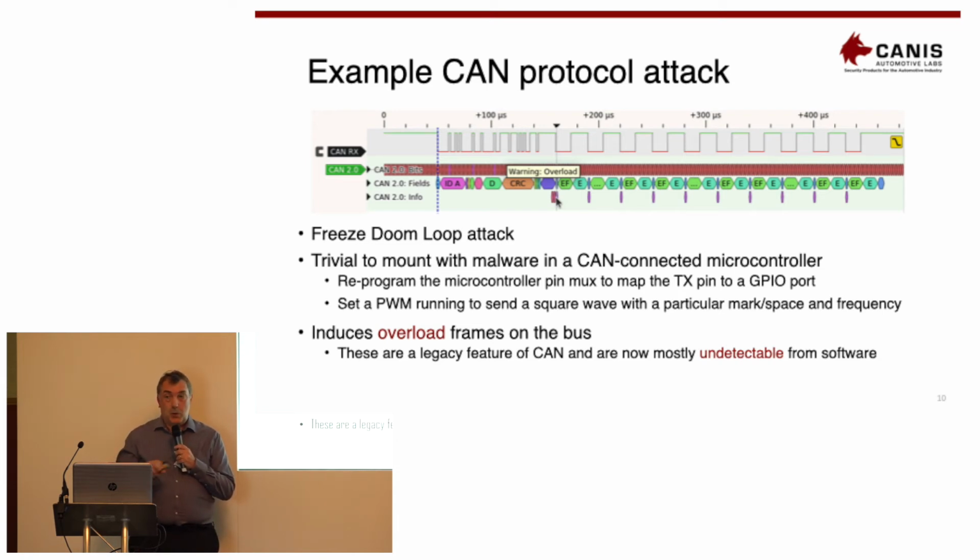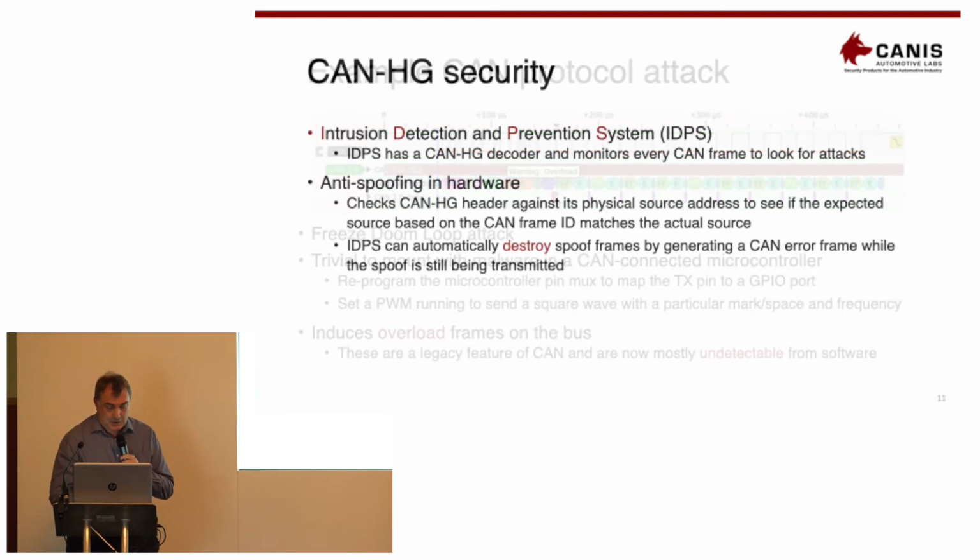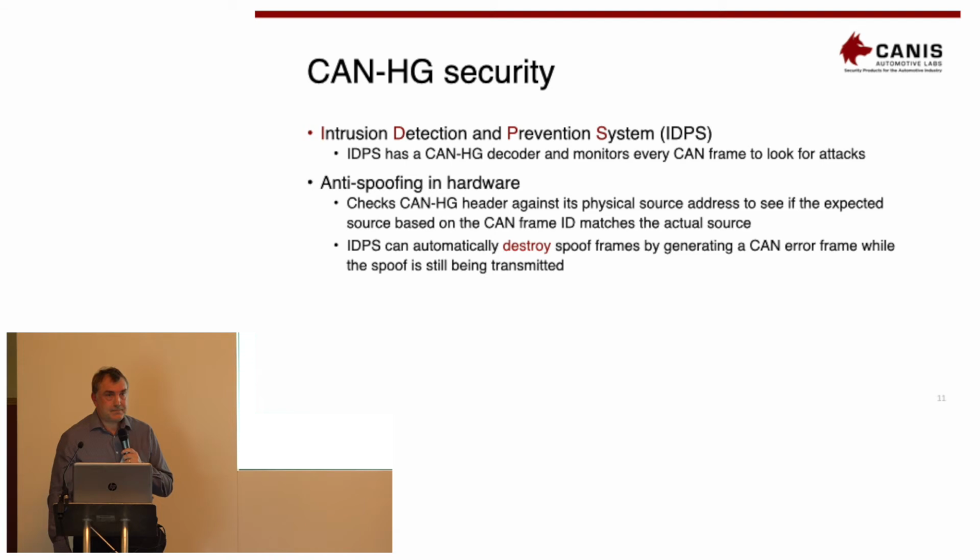And there are no errors. No one goes bus off. Most of the CAN controllers don't report that there's an overload frame. It's just frozen, and no one knows why. It's like a freeze frame. And that's a trivial attack to mount. So how do we fix that?